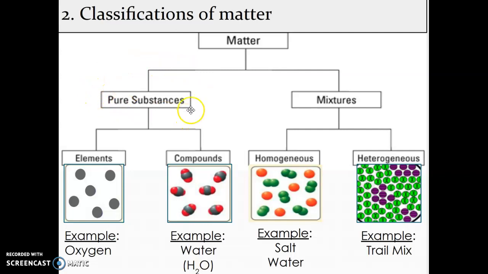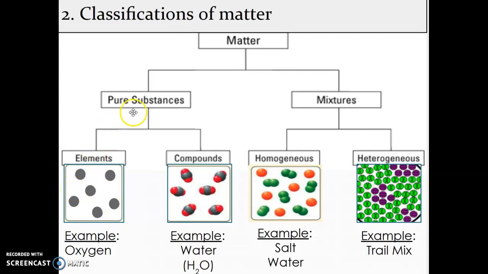Let's look at pure substances. We're going to spend a lot of time talking about pure substances in our next unit, but let's touch on it now. Pure substances cannot be separated using physical means. So, for example, we have elements. Elements, like oxygen, are made up of one single type of atom. Notice here in this little box I have gray circles. They represent oxygen atoms.